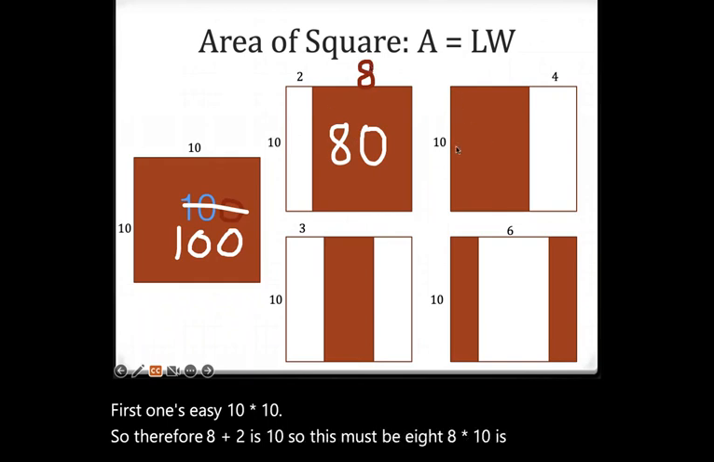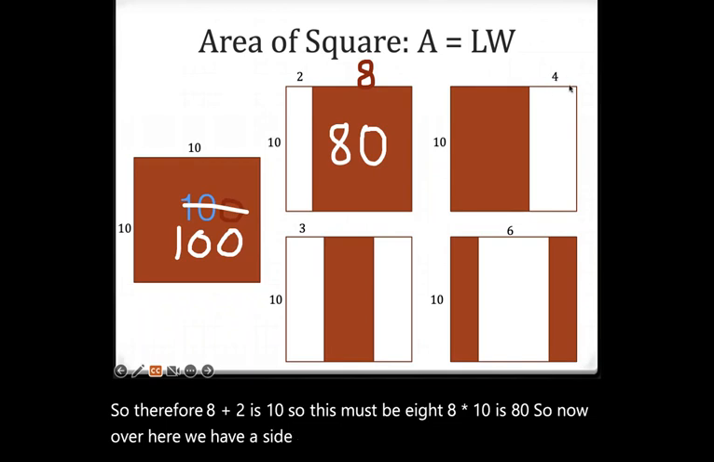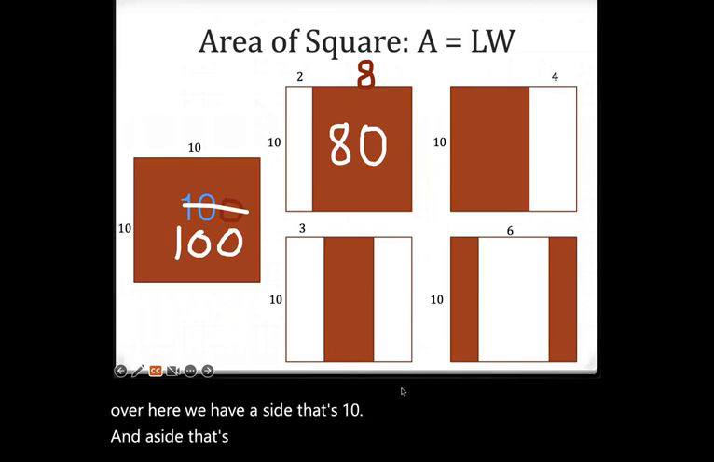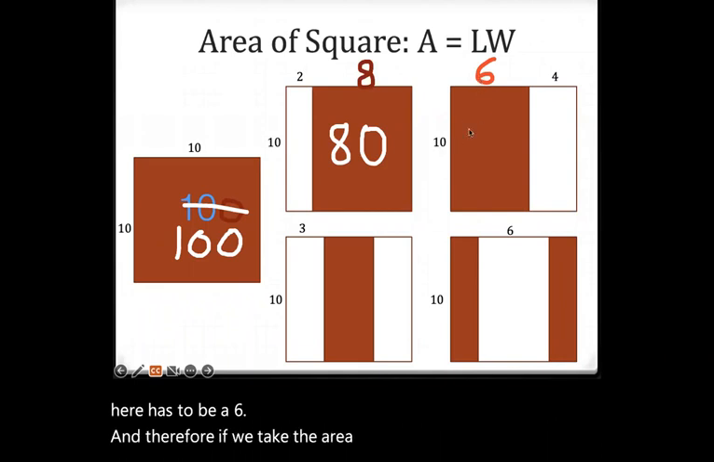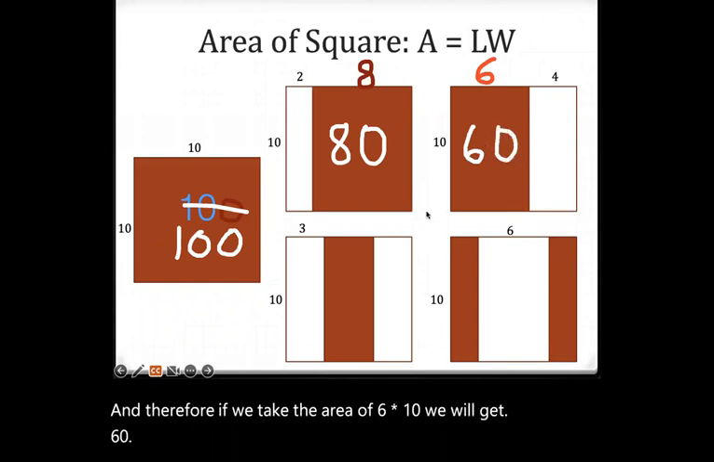So now over here, we have a side that's 10 and a side that's 4. So that must mean that this other side up here has to be a 6. And therefore, if we take the area of 6 times 10, we will get 60. So I'm just calculating areas.